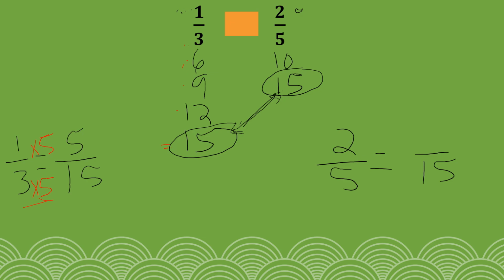Come over here to 2/5, and I'm trying to say 5 times something equals 15. 3. What you do at the bottom, you do at the top, right on top of each other. So 2 times 3 equals 6. So now that I have the same denominator, I can just look at my numerators and I see that 5 is less than 6. Therefore, 1/3 is less than 2/5.